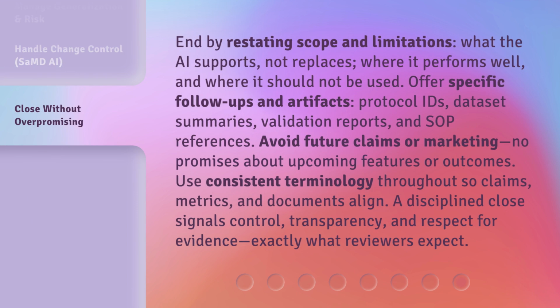End by restating scope and limitations: what the AI supports, not replaces, where it performs well, and where it should not be used. Offer specific follow-ups and artifacts: protocol IDs, dataset summaries, validation reports, and SOP references. Avoid future claims or marketing. No promises about upcoming features or outcomes.